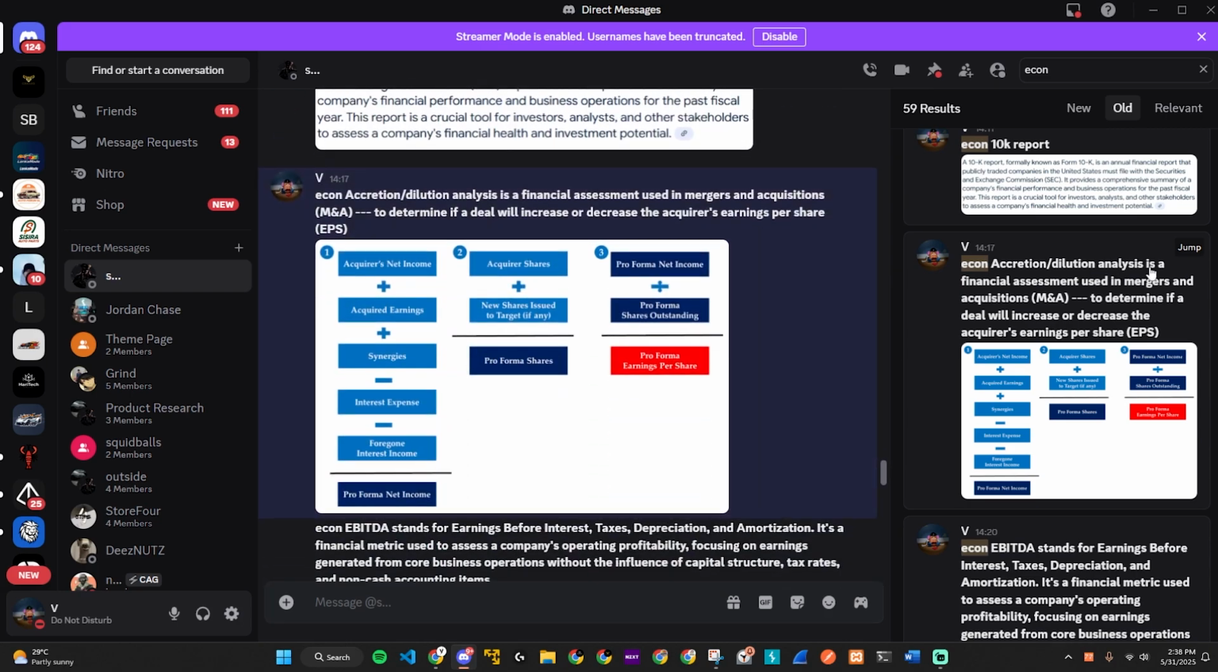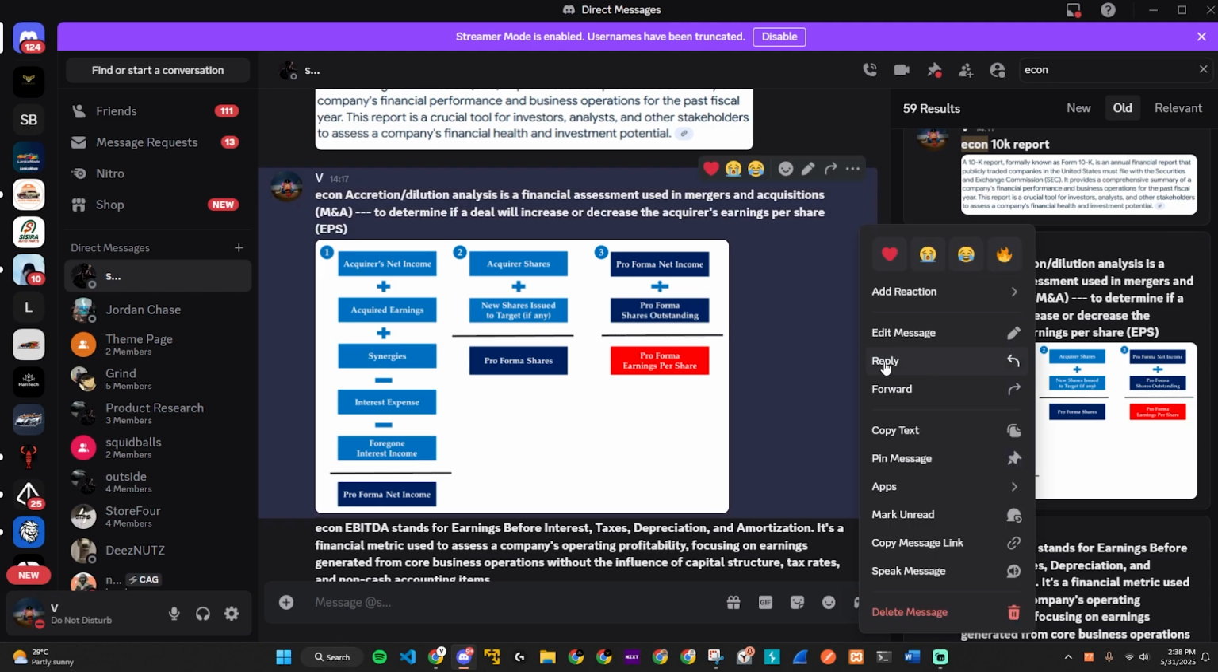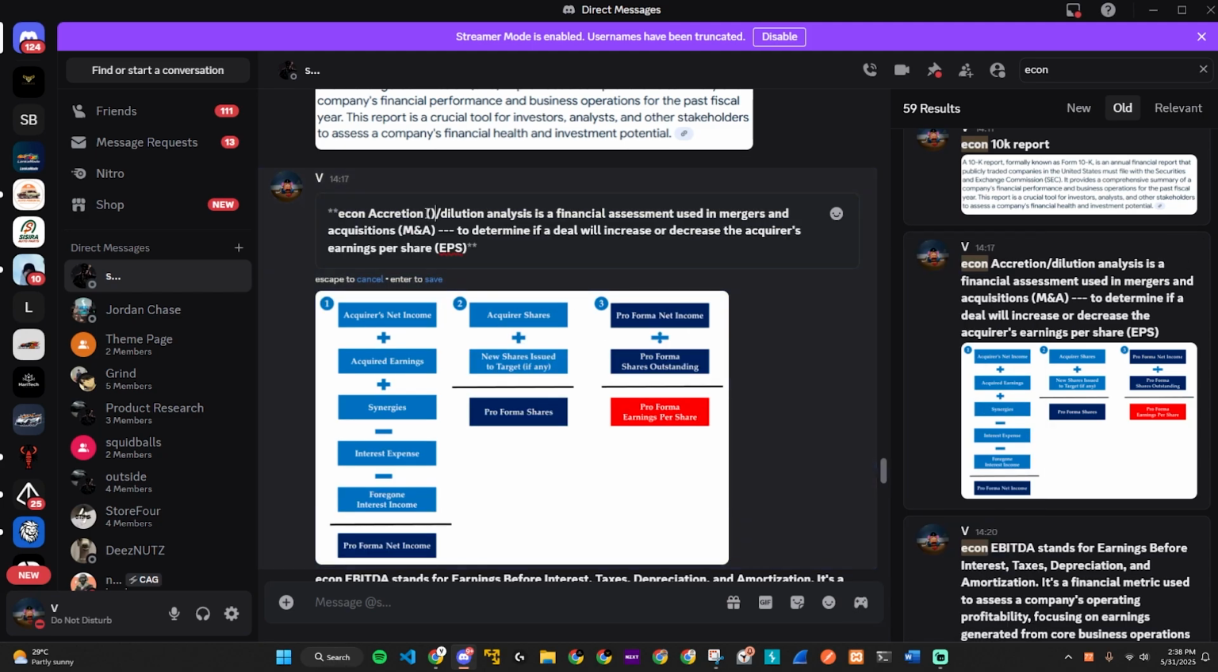Accretion and dilution analysis is a financial analysis used in mergers and acquisitions to determine if a deal will increase or decrease the acquirer's earnings per share, right? So accretion is increase and dilution is decrease.